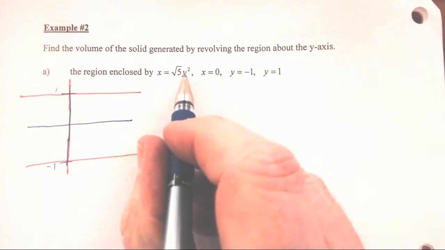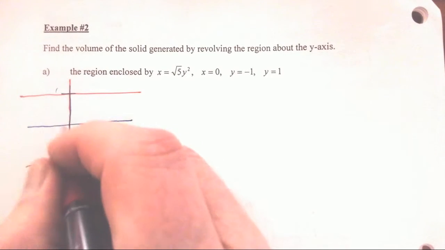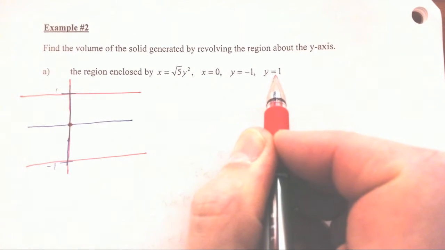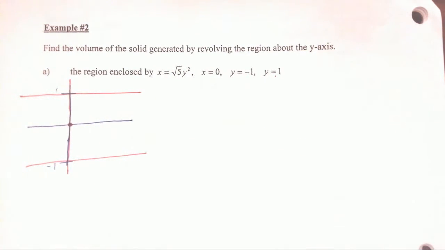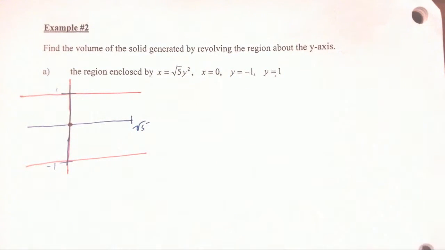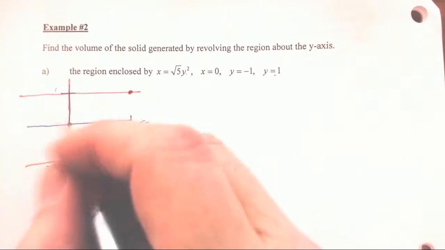And now I'm going to just start picking some values for y. When y is 0, x is 0. When y is 1, and that's the last thing y can be, when y is 1, x is square root of 5. So that would be right over here, square root of 5, we're up here. And I think we understand this is a sideways parabola.